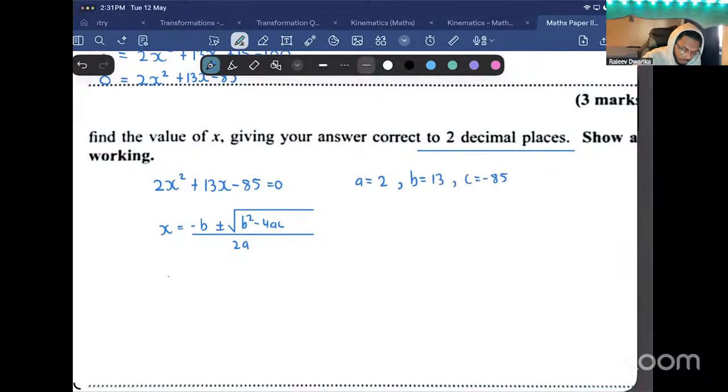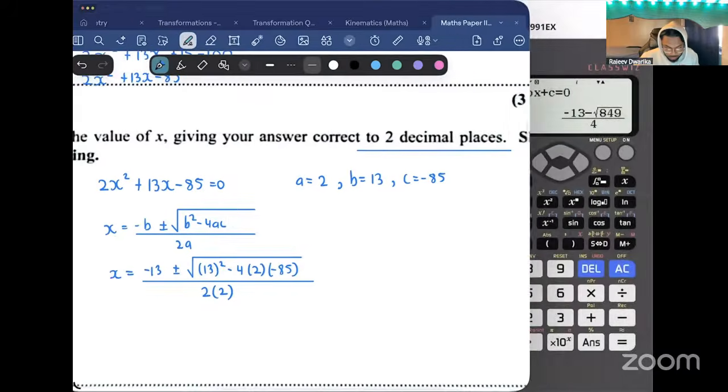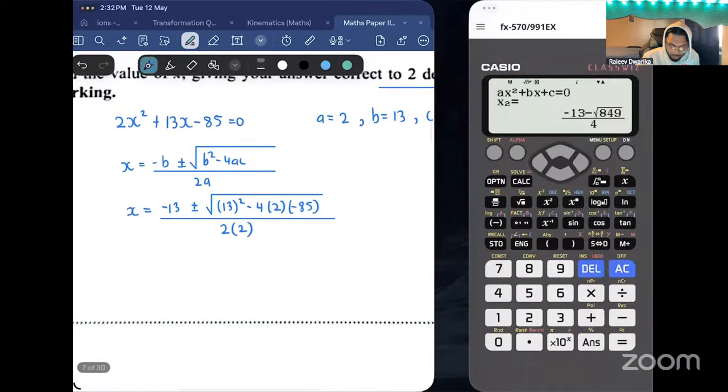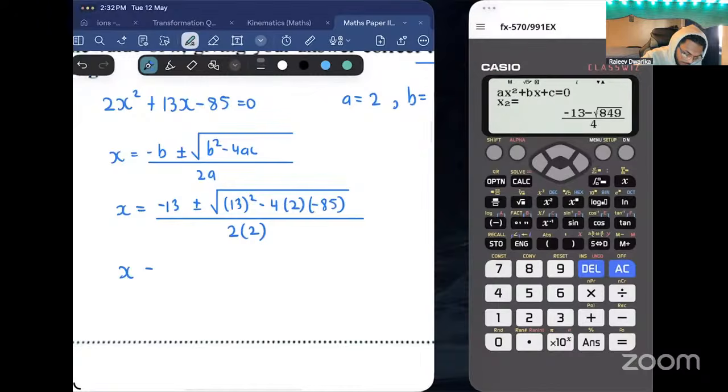Good. So x is going to be negative 13 plus or minus the square root of b squared, that's 13 squared minus 4, where a is 2 and c is minus 85, all over 2a, and a is 2, so 2 by 2. I already know that if I plug in what's inside the square root sign, I'm going to get 849.